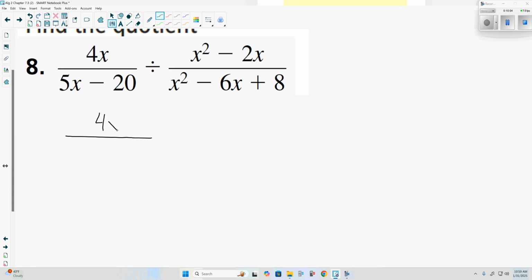Keep the first one the same. Change it from division to multiplication and flip the second expression. Keep, change, flip.